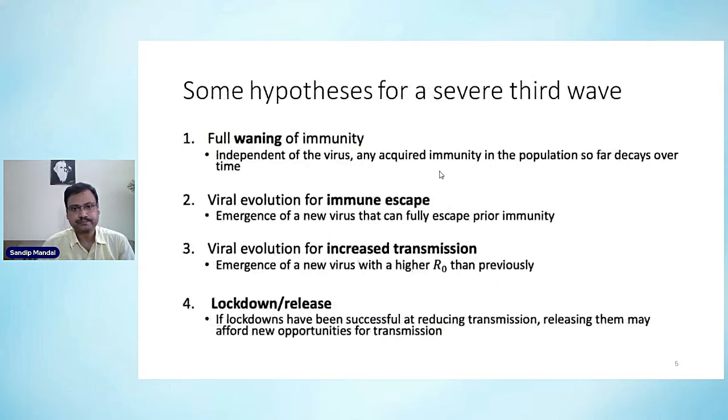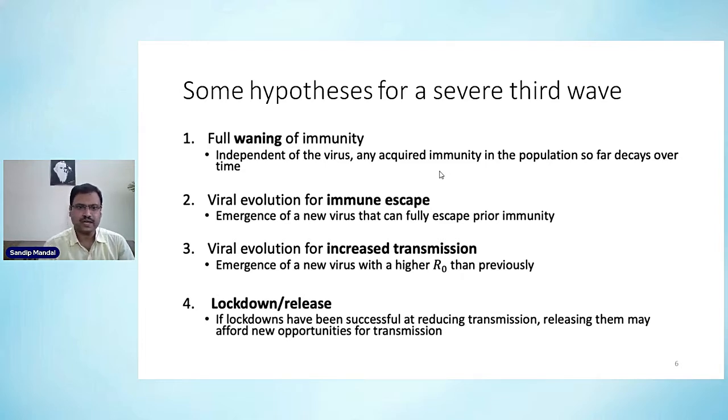Next slide, please. A third wave might arise mainly due to 4 reasons. What are those? One is how long the immunity lasts. Already some people have got immunity due to first wave infection or second wave infection. So depending on how long that immunity lasts, the third wave might come. If the immunity lasts say for 3 months, then the third wave might come early. But if it lasts longer, then the third wave might come later.